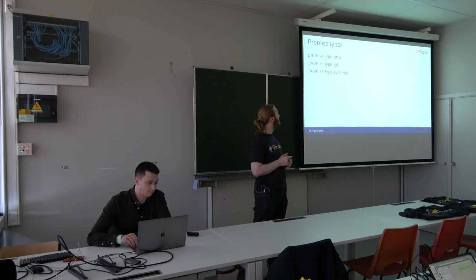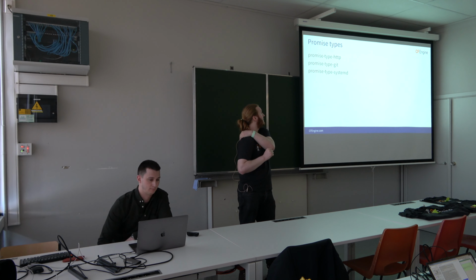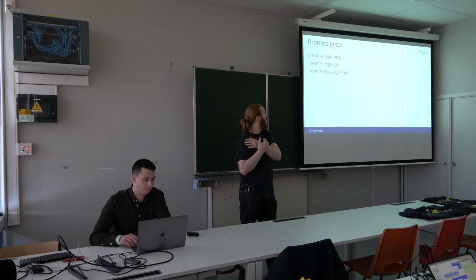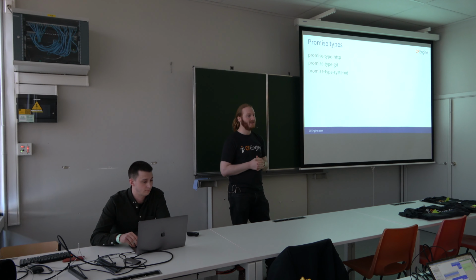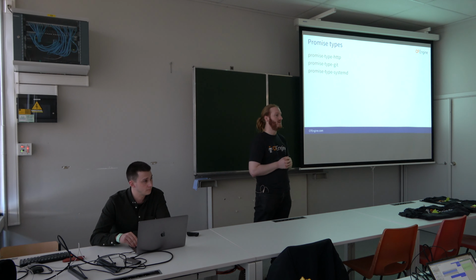And then we have promise types. Ratislav was showing earlier, we have promise types for HTTP, Git, systemd. This means that if you're writing policy and you want to manage a Git repo, clone a Git repo or check out different branches, you can use this one. If you want to manage systemd services, that one does it for you nicely. If you want to make HTTP requests, the HTTP promise type does that.